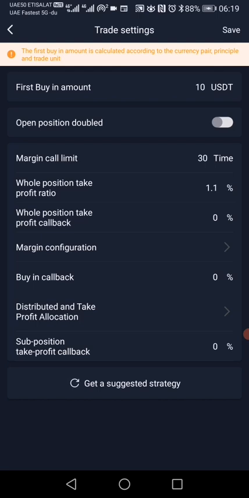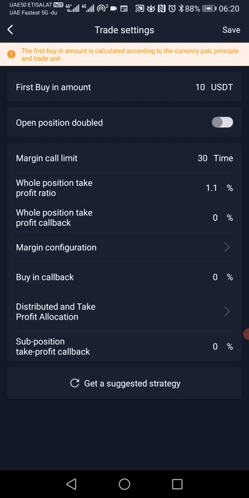Because of what? This buy-in callback is related to the margin configuration. So for me, I believe that the buy-in callback is interfering with the margin call drops in the margin configuration, which I'm going to show you later on. I will explain more details of this in the margin configuration. Then we'll go to sub position take profit callback.